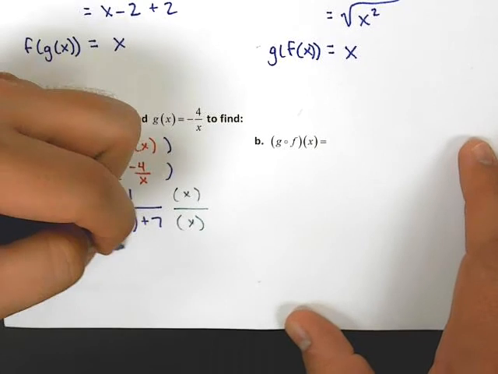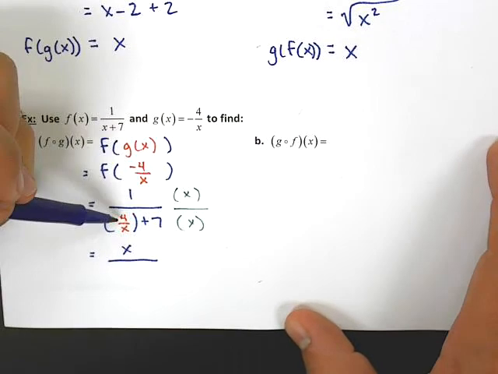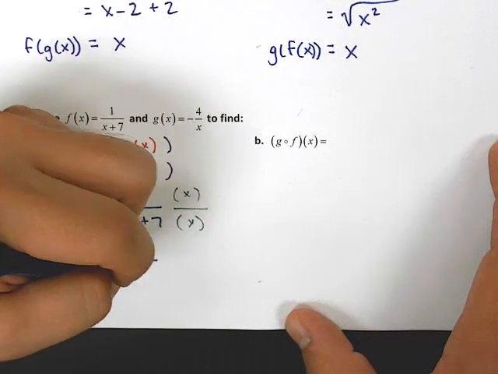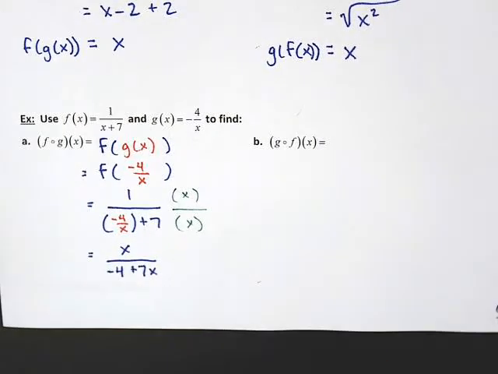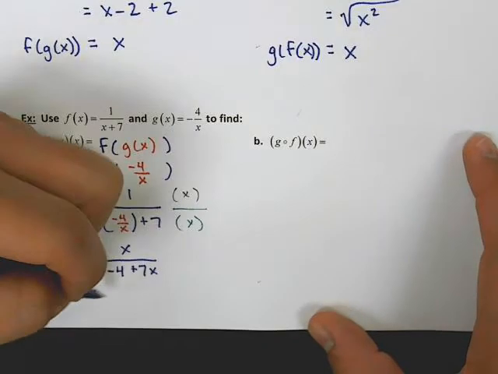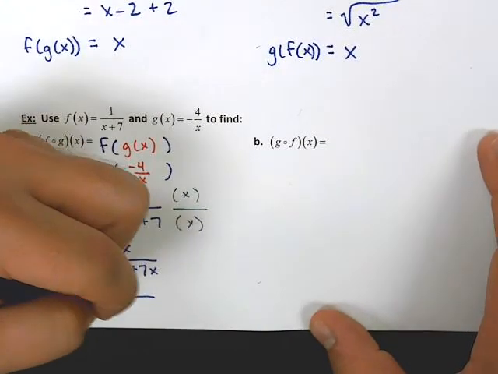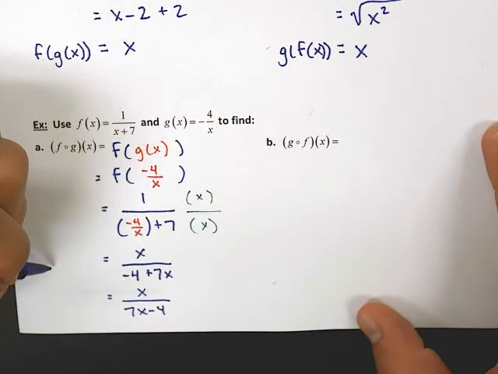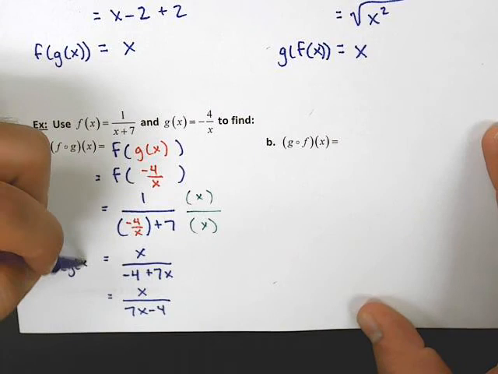1 times x is just x. Negative 4 over x times x just becomes negative 4. And 7 times x, of course, is 7x. This is more than okay. If you wanted to rewrite it, I would be okay with that as well: x over 7x minus 4. Either one of those options is more than okay. They are both equal to f of g of x.